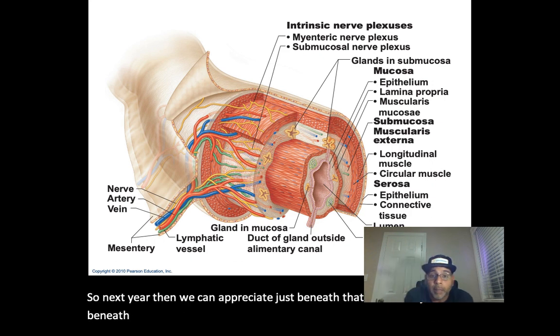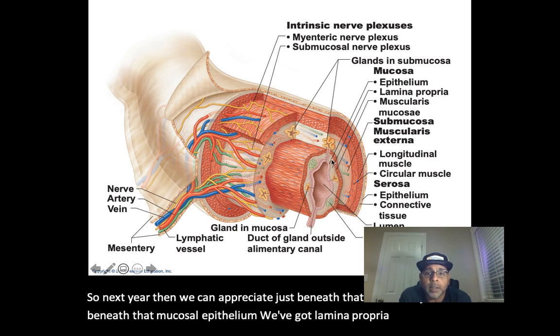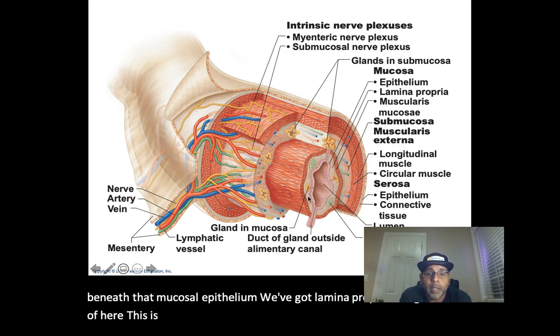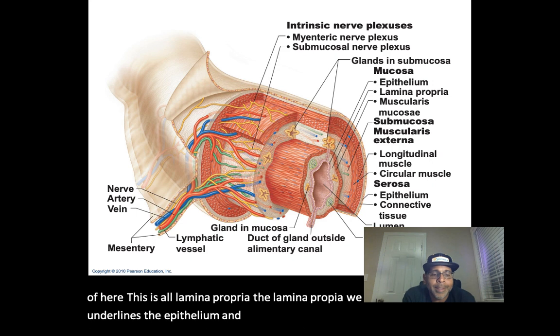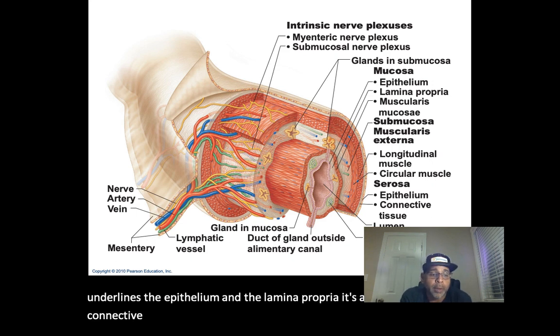mucosal epithelium, we've got lamina propria. So right inside of here, this is all lamina propria. We see here it underlines the epithelium, and the lamina propria is a loose areolar connective tissue.